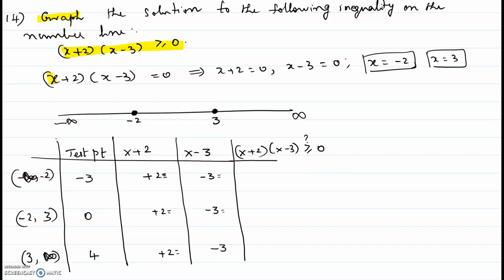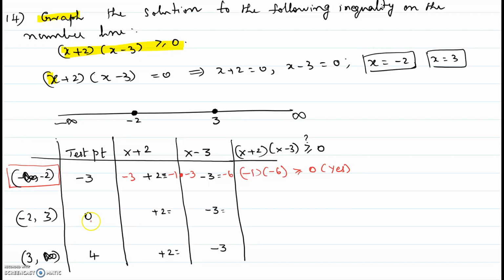So I'm going to plug in the first test point, which is negative 3. So negative 3 plus 2 will give me negative 1. Then negative 3 minus 3 will give me negative 6. So if we multiply the two columns, negative 1 times negative 6 will be positive 6, which is more than or equal to 0. So the inequality is satisfied. So this negative infinity to negative 2 will be part of the solution set.